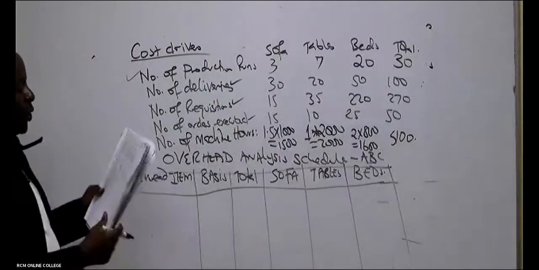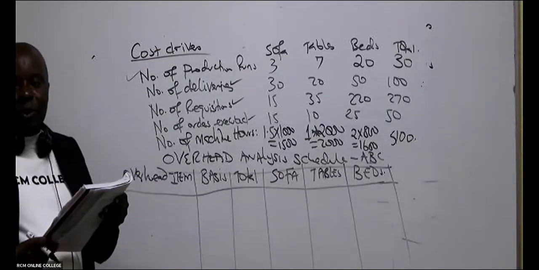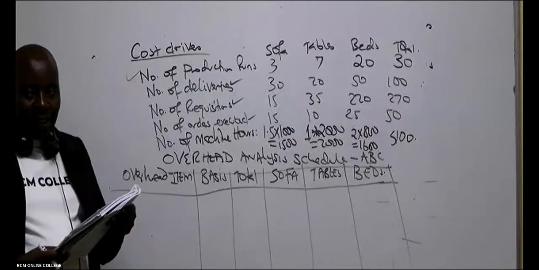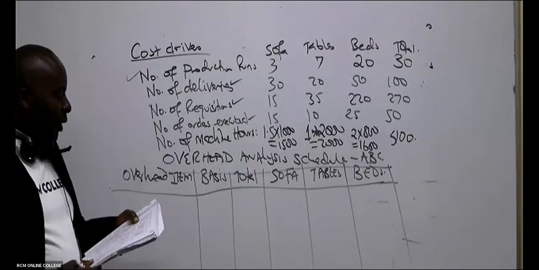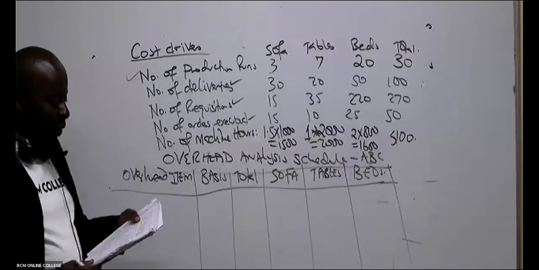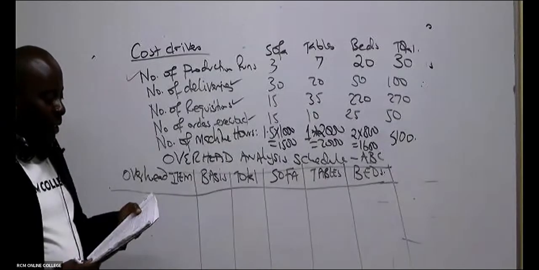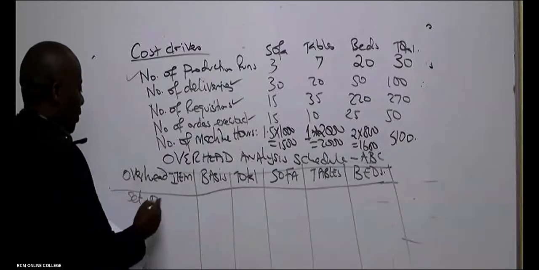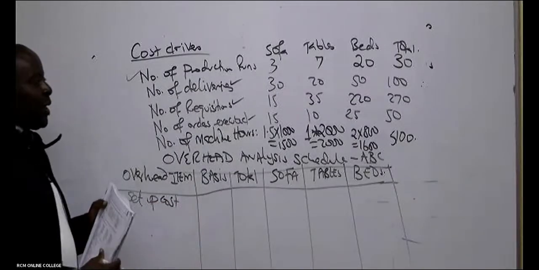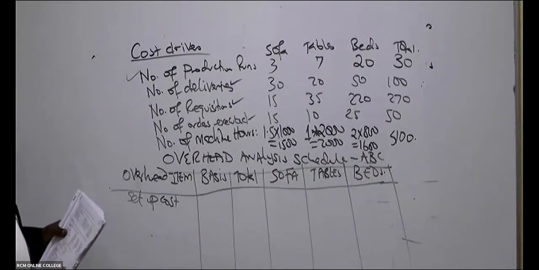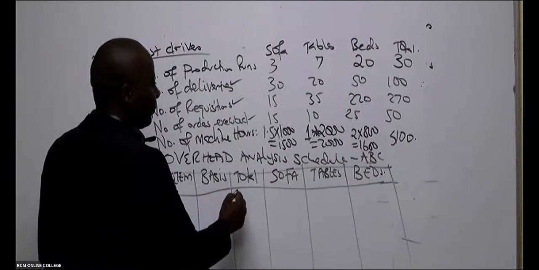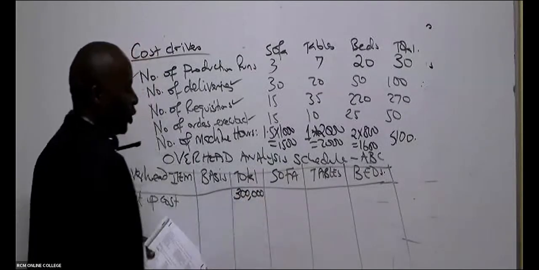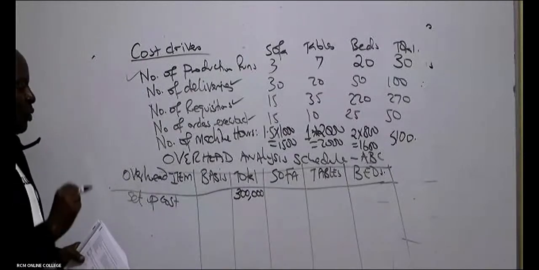So we start with the first overhead item. Is there anybody who is able to see the first overhead item? The first overhead item is known as what here? Setup costs. So the setup cost, ladies and gentlemen, you can see the total is how much here? 300,000, isn't it? 300,000. What is the basis of apportioning this?